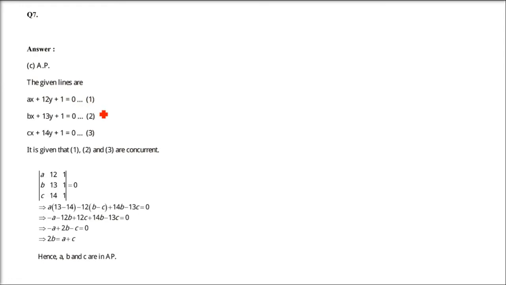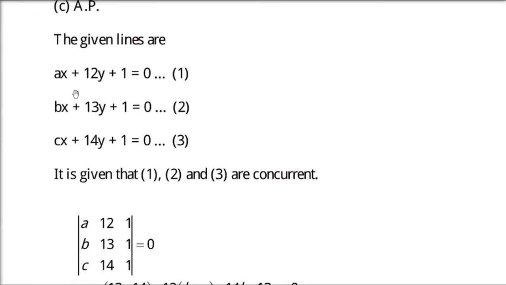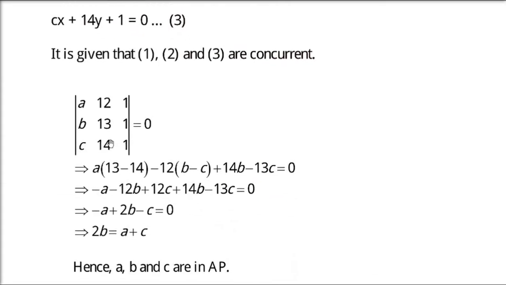This is question number 7. If the three lines given are concurrent, then A, B, C are in what? If they are concurrent, what does it mean? The area of the triangle will be 0. So what is the way? You take the coefficients of x: a1, a2, a3, the coefficients of y: b1, b2, b3, and then the constants 1, 1, 1. Just put it here and just open it.